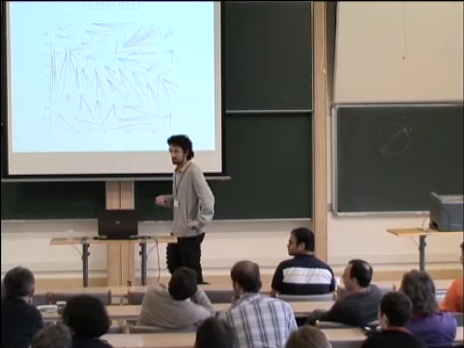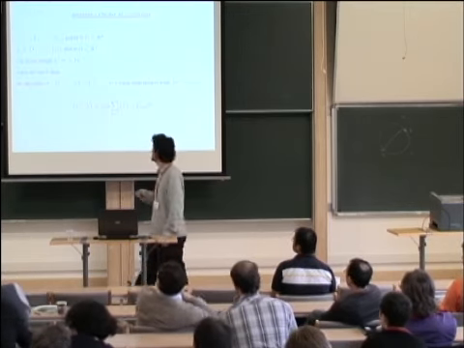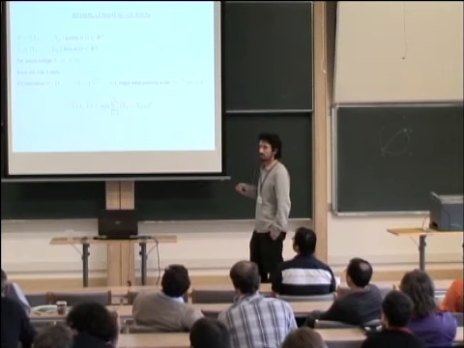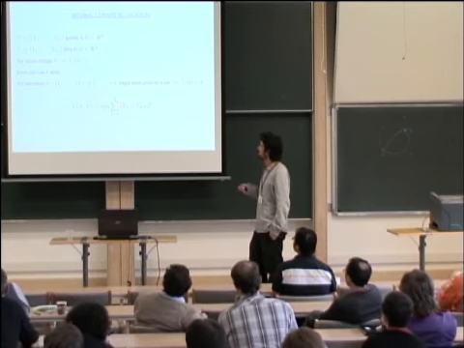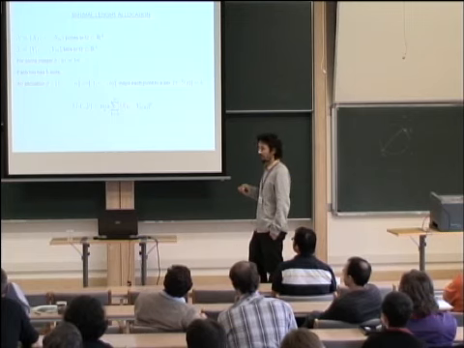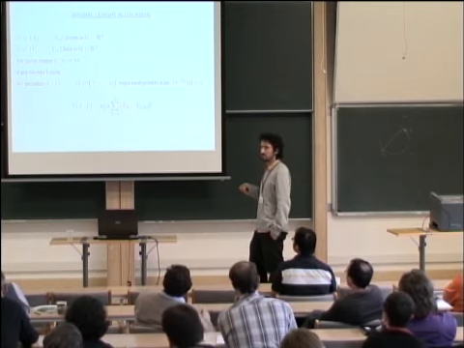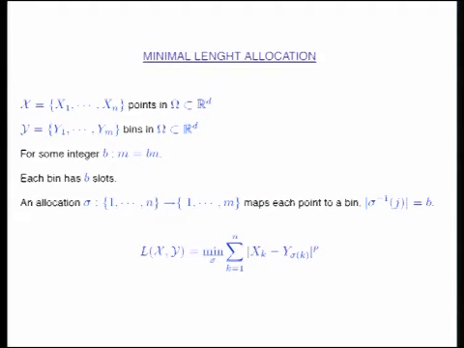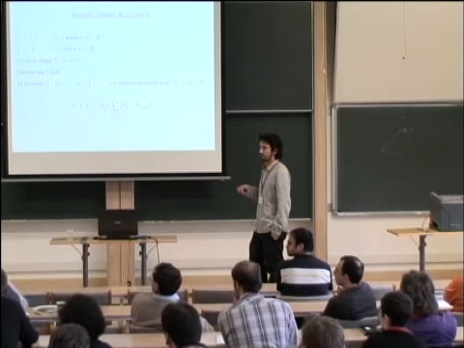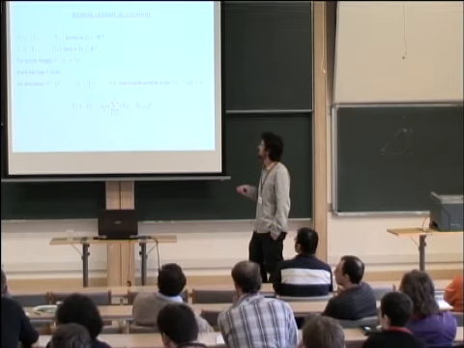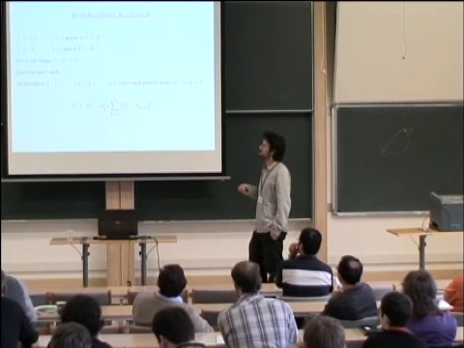Again, what the function is: you just minimize over all allocations the sum of the distances from the point to the bin it is allocated to, to the power p. Why are you not allocating every point to the closest bin? Each bin has only b slots.